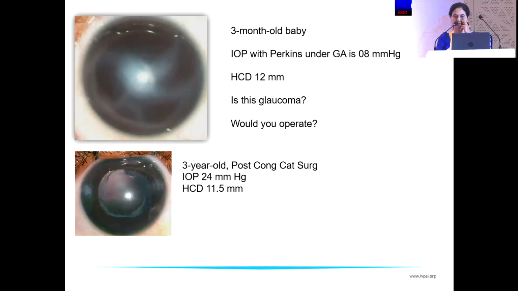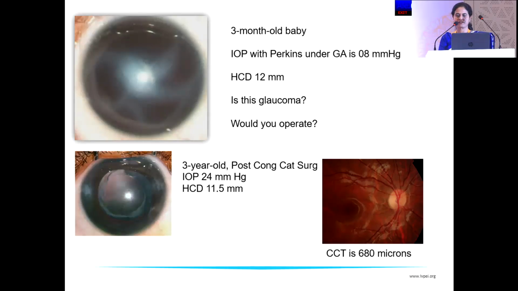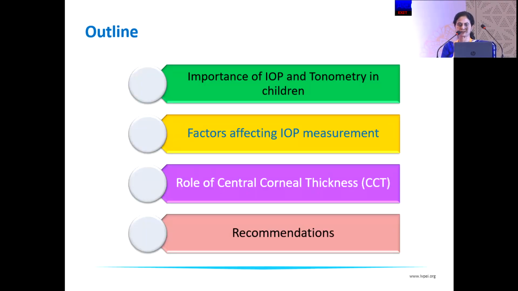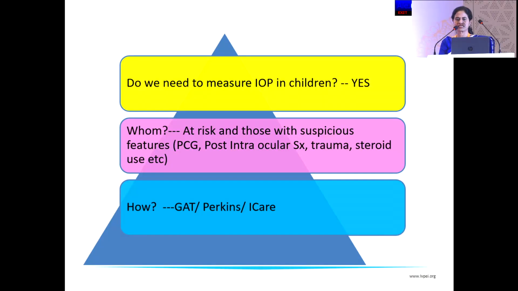Let me give you another situation which is not uncommon, and I think in other parts of the world this is the commonest glaucoma that you see, post-congenital cataract surgery. A 3-year-old, intraocular pressure of 24 millimeters of mercury, horizontal corneal diameter of 11.5, disc is absolutely normal, central corneal thickness of 680. A borderline elevation in intraocular pressure, disc is healthy. Is this glaucoma? Should you treat or not? I will take you through a few of the important things that we have learned over a period of time to diagnose glaucoma with regards to intraocular pressure, and how we use CCT in the evaluation.